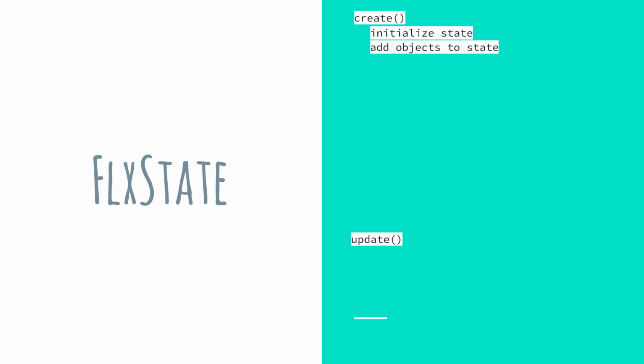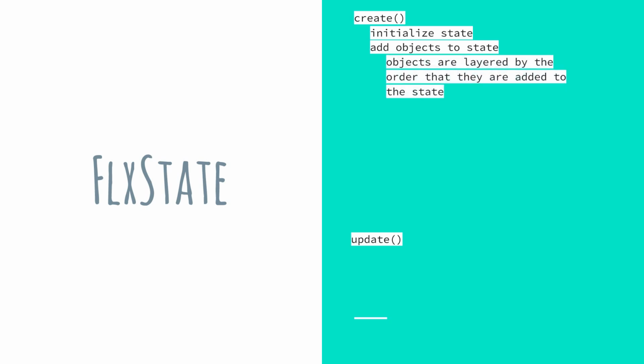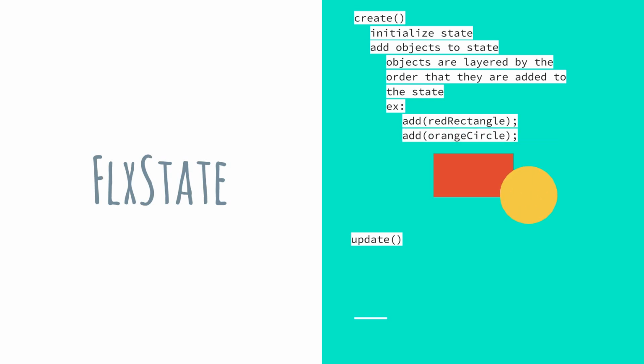One important thing to be aware of is the way Flixel layers graphics on top of one another. Objects are layered in the order of which they are added to the Flix state. This means if I add a red rectangle to my state, and then I add an orange circle, the circle will appear to be on top of the red rectangle to the player.